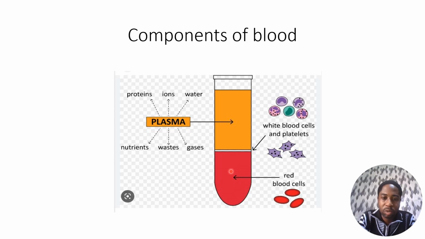The red cells are responsible for the red color of the blood. Then on top of the red cells is a thin layer, and that thin layer is composed of white blood cells and platelets. Then the supernatant, or the fluid that sits on top of the platelets and white cells, is plasma. The plasma is composed of proteins, ions, water, nutrients, waste substances, and gases.